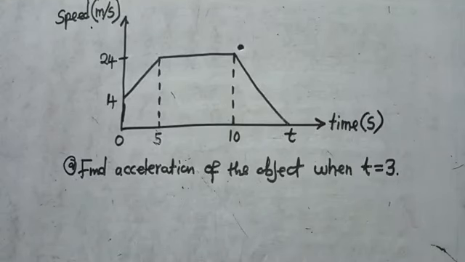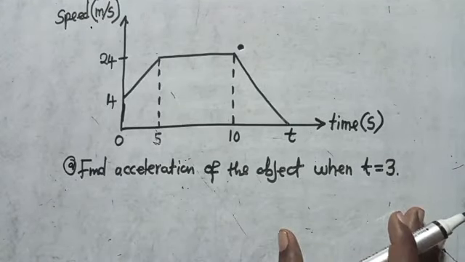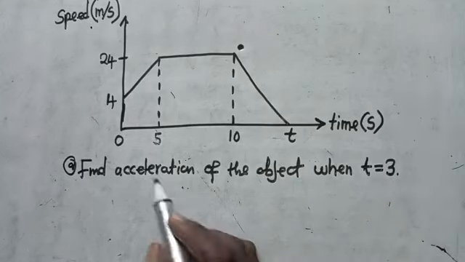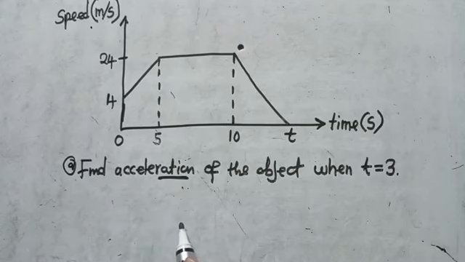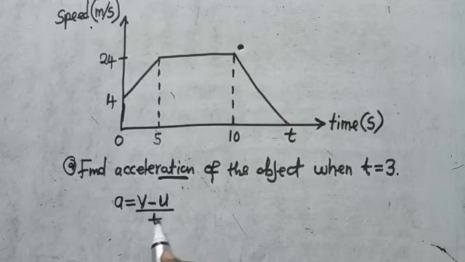The question says the diagram below shows the speed time graph of a moving object. So this is a moving object. The first question tells us to find the acceleration of the object when t is equal to 3. We want to find acceleration. We know that the formula for acceleration is final velocity minus initial velocity, over time. This is what we are given.